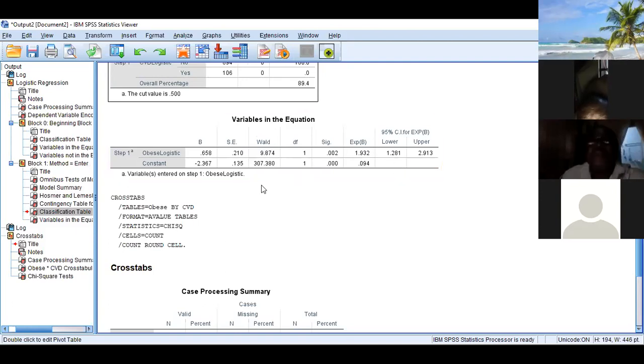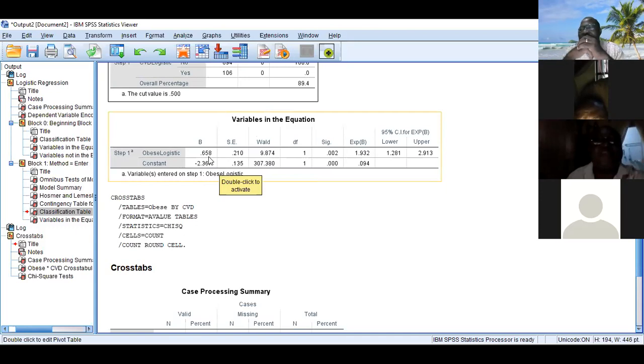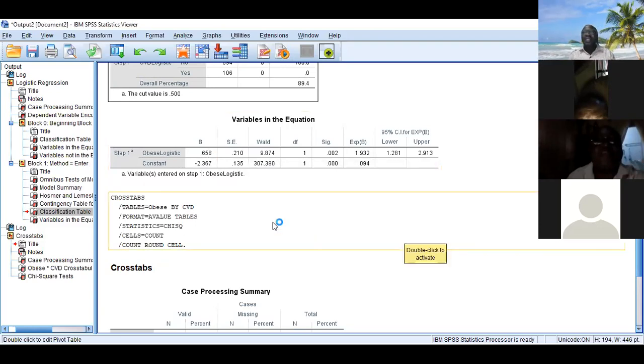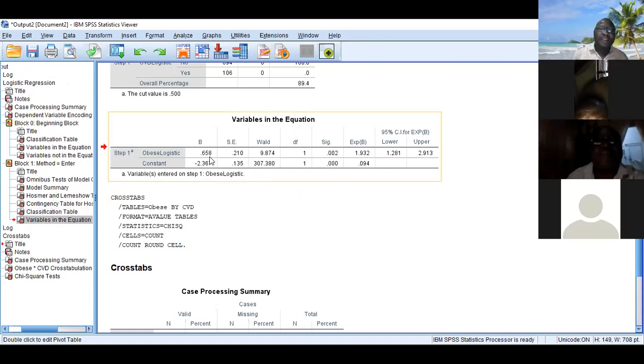Yes. Look at the variable. You remember we calculated this coefficient, the coefficient for the obesity is this. The coefficient for the constant is this. I will show you on another slide how we calculated it by hand. So now, what this 0.658 is saying is that whenever any person is obese, the increase in the log odds for Y is 0.658.